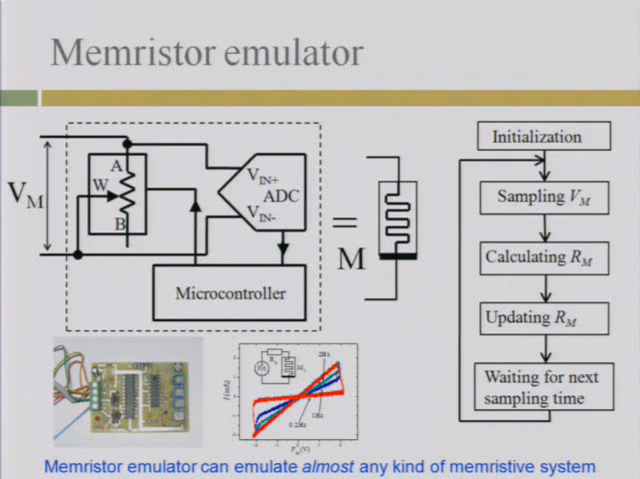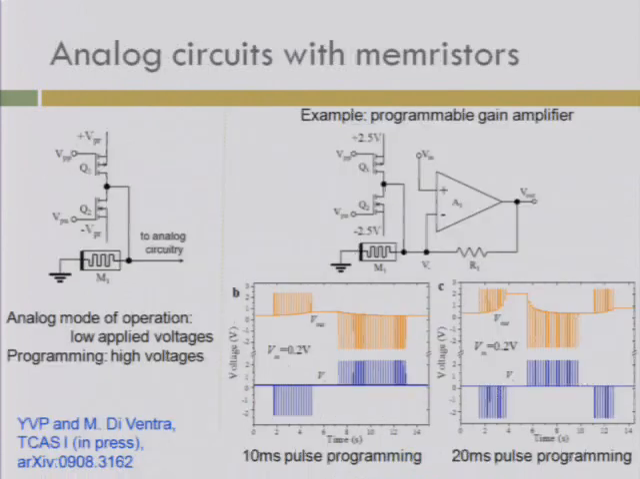And this is a real picture of the device. This is a hysteresis loop that we have obtained for a certain value of parameters. And we used the memristor emulator to build several circuits with memristors. This slide shows application of memristors in analog circuits. The main idea is to use the memristor at low applied voltages in the analog mode of operation and use a high voltage amplitude in order to change the state of the memristor.